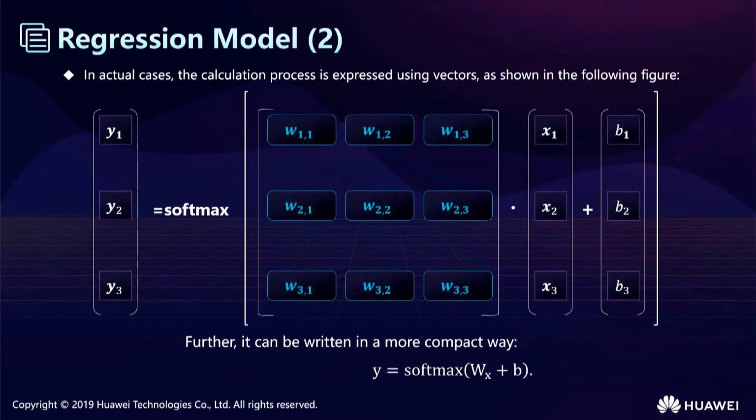In actual calculation, the model usually uses matrix calculation. If you are familiar with linear algebra, you can easily understand it. This is a vector, and this is the matrix, the weight matrix, and you use this matrix to multiply the vector and add the bias. This is the linear algebra calculation process. It can be written in a more compact way, like this formula: softmax of the weights times x, plus our bias.